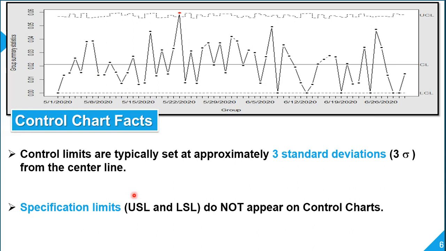So on that particular note, let me now summarize: specification limits do not appear on control charts. It's only control limits. And control limits are not specification limits. Many of us make that mistake, or have that confusion, that control limits are specification limits. No, those are not. Ideally, specification limits are supposed to be larger than control limits. So on that note, let's go ahead.